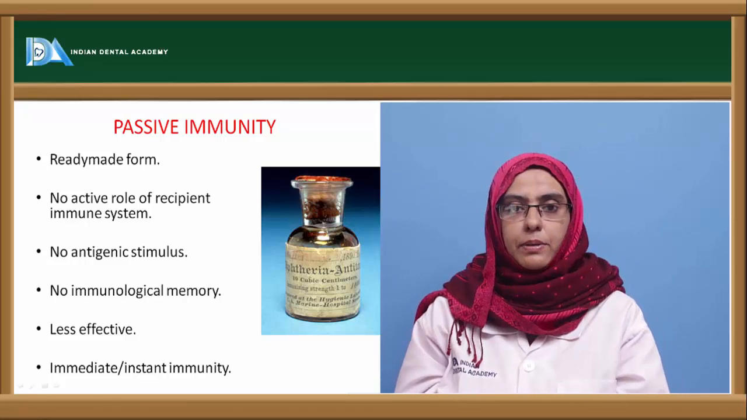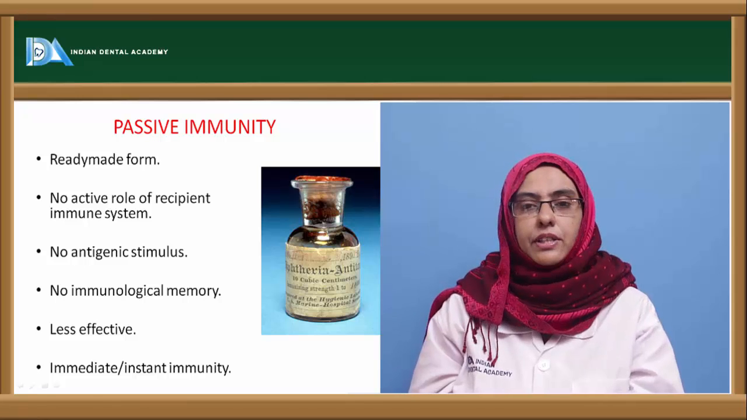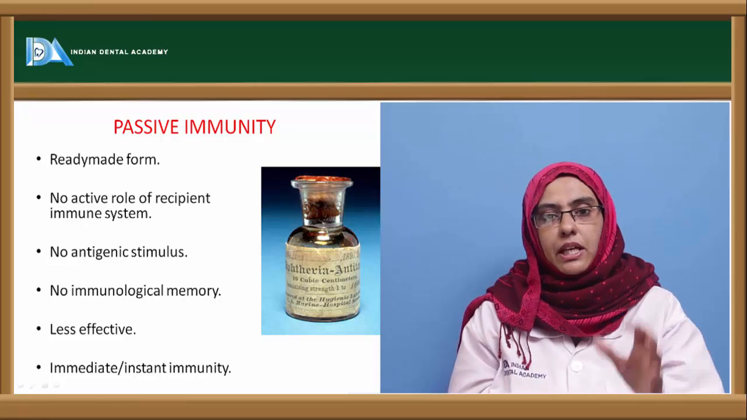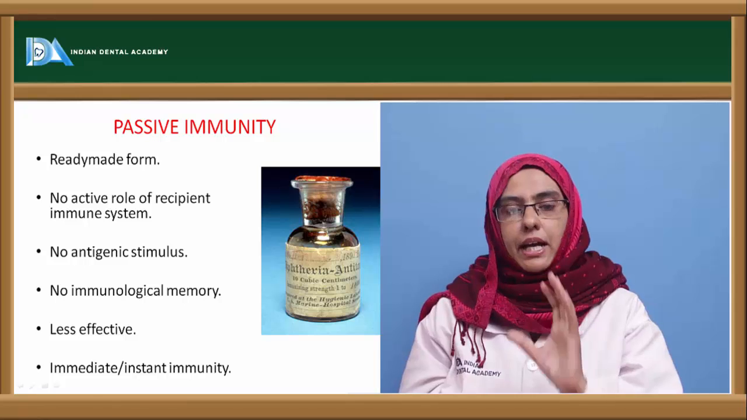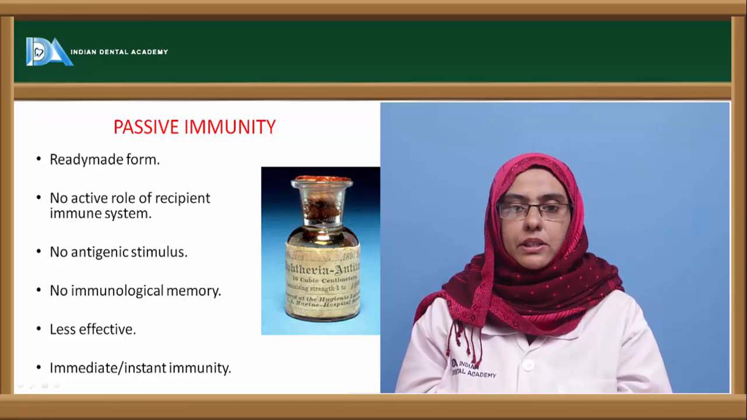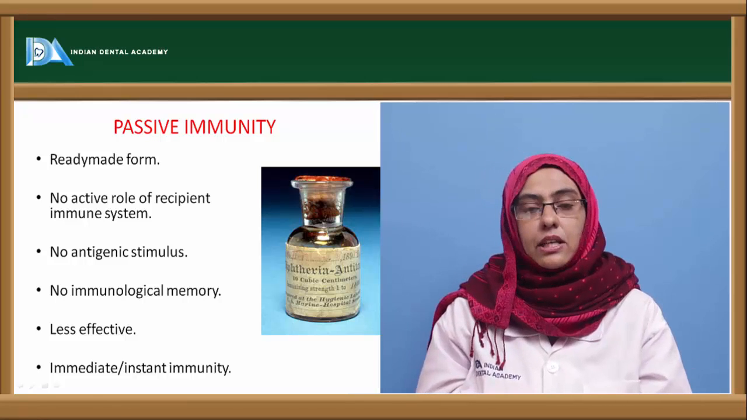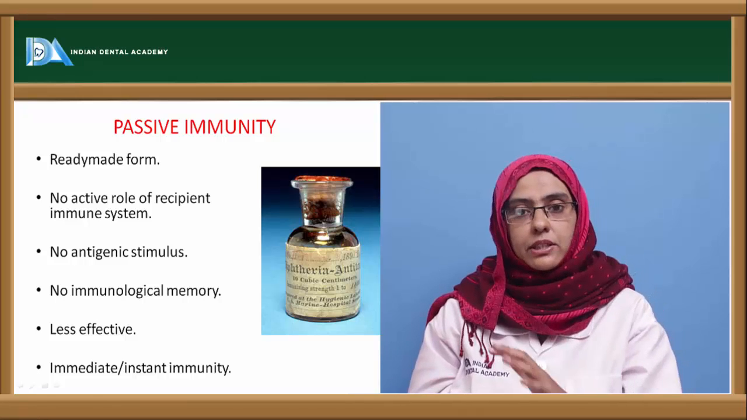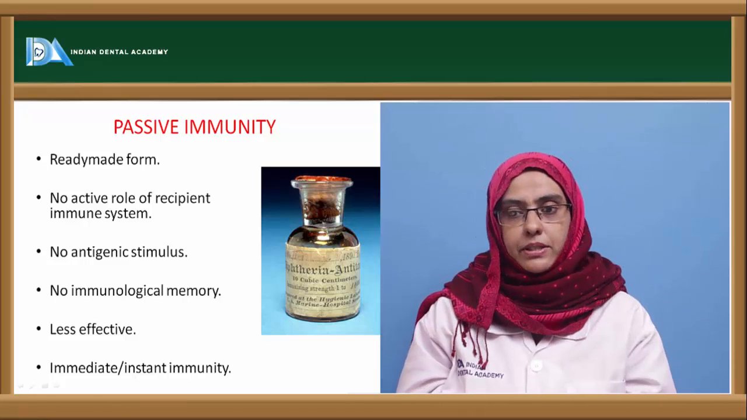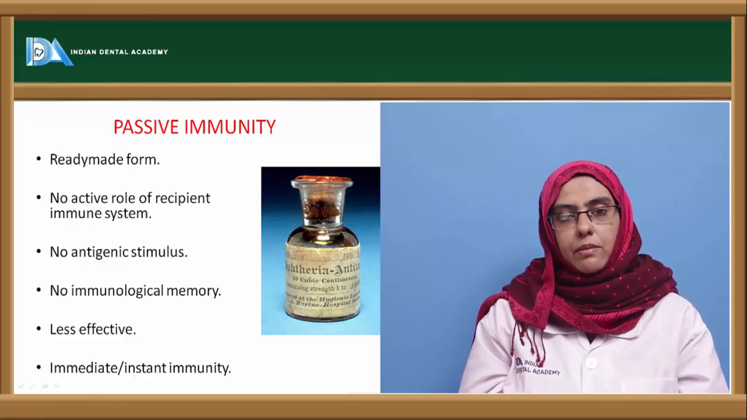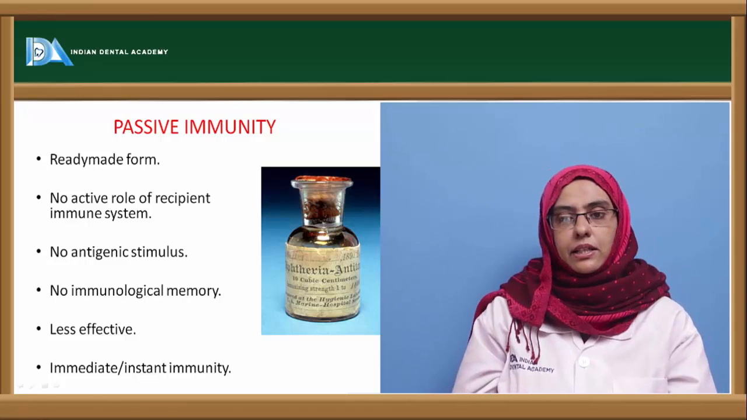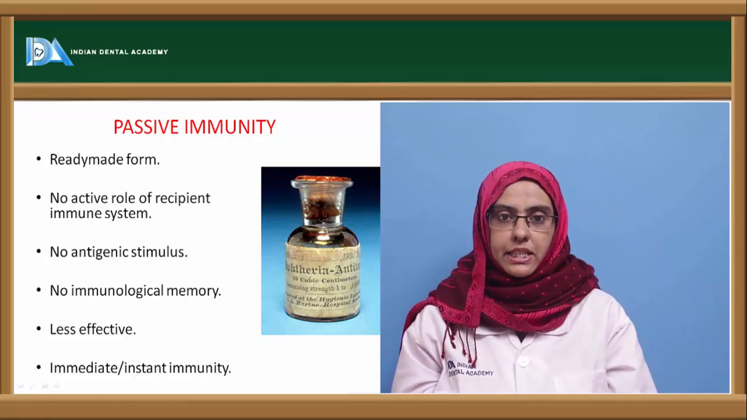Only for a particular period of time, only until that particular infection is there, we can use this passive immunity. We give the ready-made antibodies to the person to protect him from diseases where the immune status is not well developed, and it is less effective when compared to active immunity, but it is immediate and instant immunity.